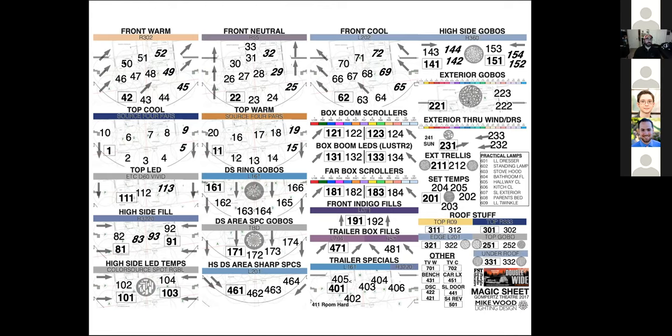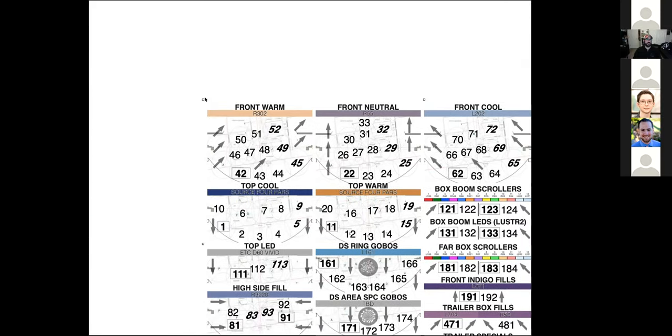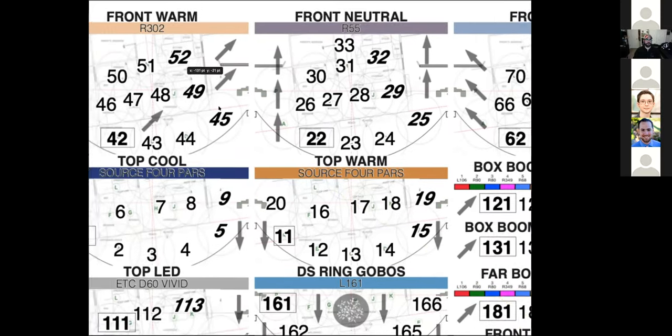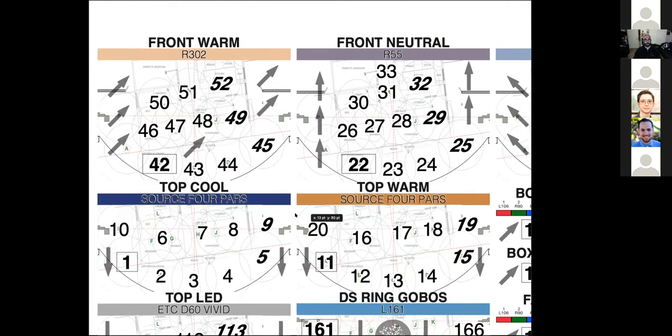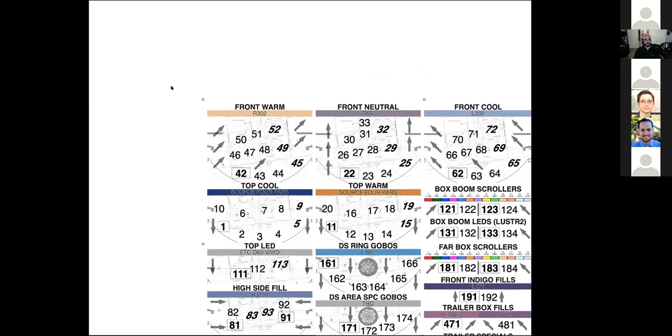If you look in really closely here, my focus areas are underneath these numbers. If I zoom in really close here, you see my set is underneath there as well. So I know when I'm sitting at the tech table, if I turn on channel 46, it's going to hit right here inside of this house unit. I know if I turn on channel 43, it's going to hit right here downstage center, and I know it's going to be front warm and it's going to be R302. Same thing, if I turn on channel 3, it's going to be my top cool light downstage center. Hopefully that makes some sense.